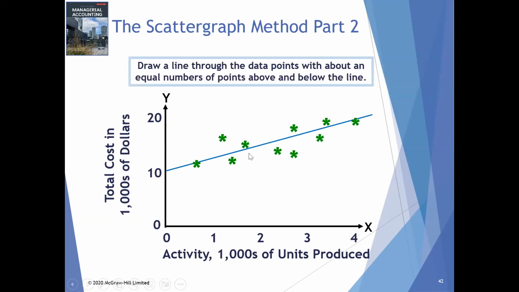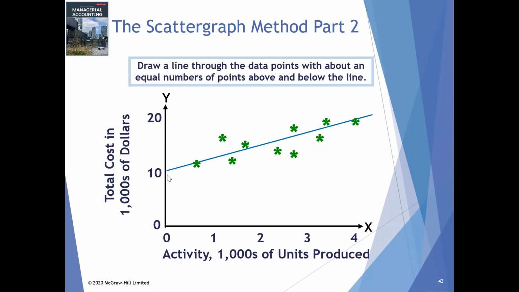So now I have drawn this line. Draw a line through the data points with about an equal number of points above and below the line. Equal number of points, 1, 2, 3, 4, and 1, 2, 3, 4. And here this one and this one that we are touching and covering with this straight, linear line. So that is the scatter graph method of calculating the cost.